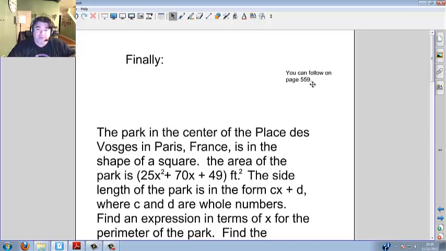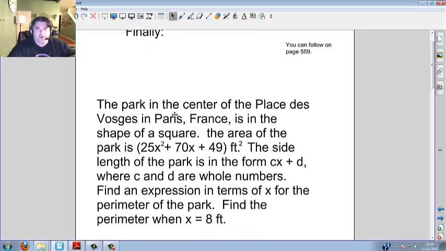Finally, and you can follow along on page 559. The park in the center of the Place des Vosges, I don't know, I'm not French, sorry, in Paris, France, is in the shape of a square. The area of the park is 25x squared plus 70x plus 49 feet squared. The side length of the park is in the form Cx plus D, where C and D are whole numbers. Find an expression in terms of x for the perimeter of the park. Find the perimeter when x equals 8 feet. Pretty confusing.